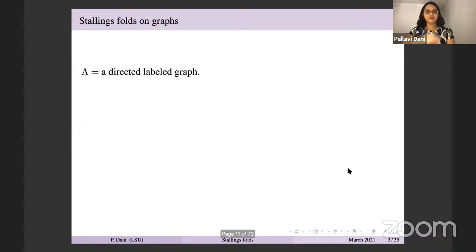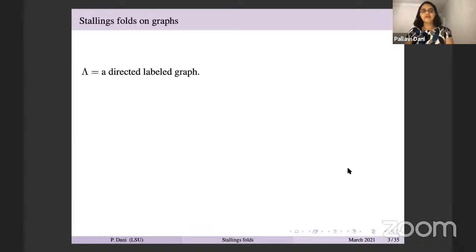Okay, so what are these Stallings folds? These are operations that you can do to graphs. By a graph, I will mean a directed labeled graph. I'm going to use a more general definition of a graph: it's a set of vertices and edges between vertices, but edges are allowed to be loops. So you can have one edge having the same vertex as both of its endpoints, and you can also have multiple edges between a pair of vertices.